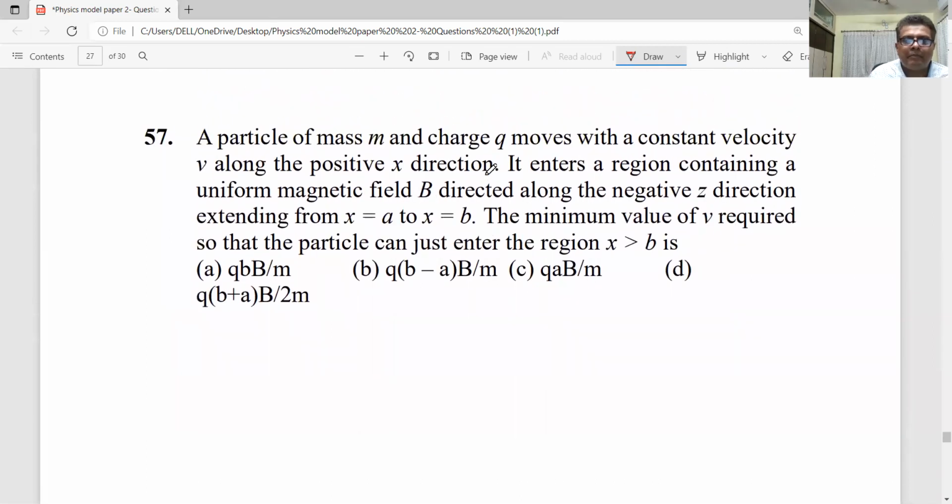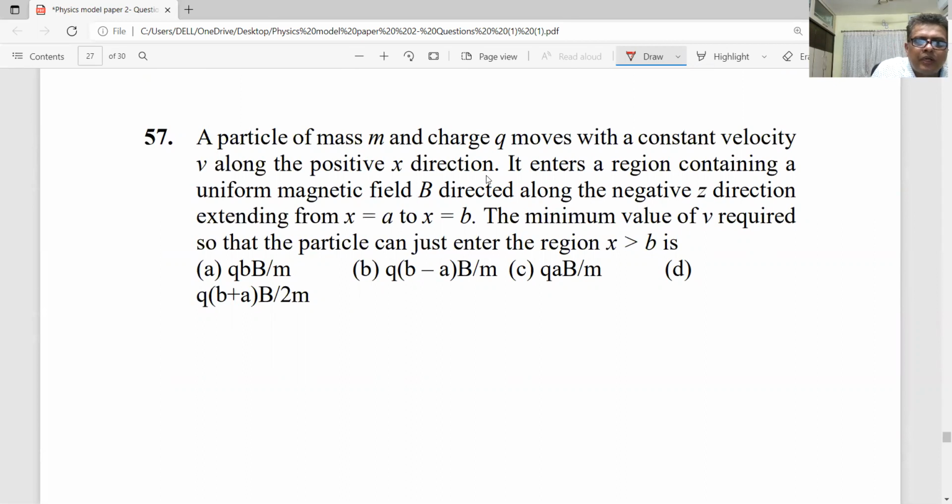A particle of mass m, charge q, moves with a constant velocity v along the positive x direction. It enters a region containing a uniform magnetic field B, directed along the negative z direction, extending from x equal to a to b. The minimum value of v required so that the particle can just enter the region x greater than b is. Okay, let us see what this question is all about.